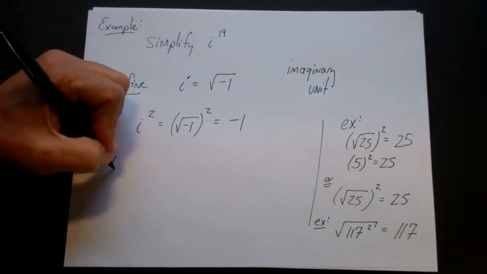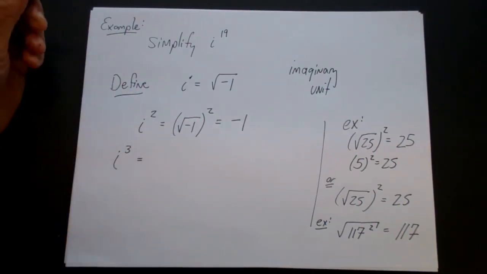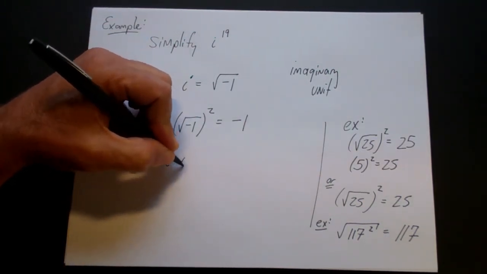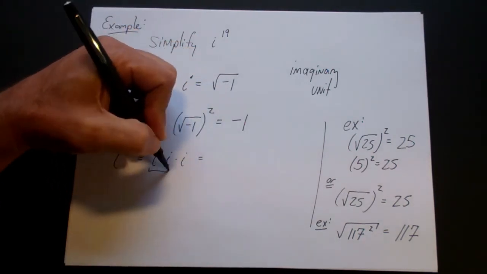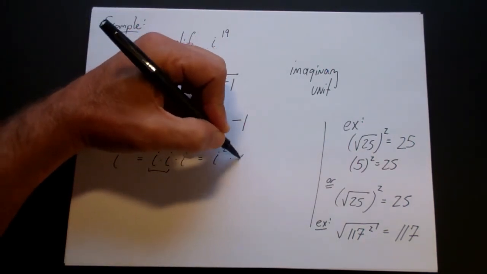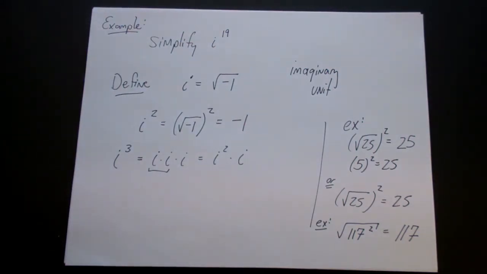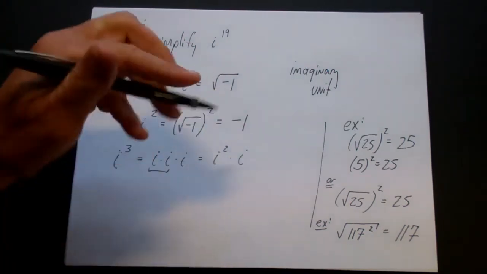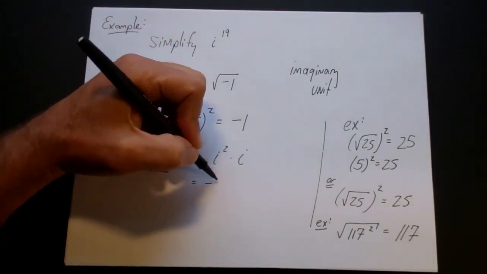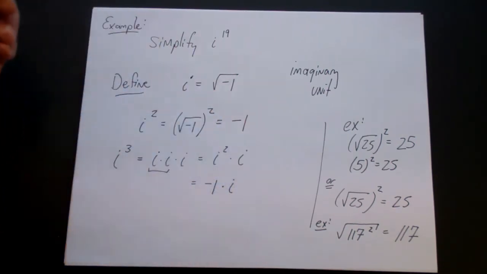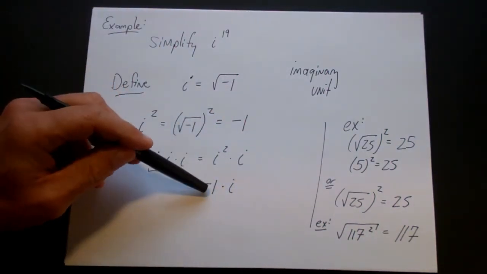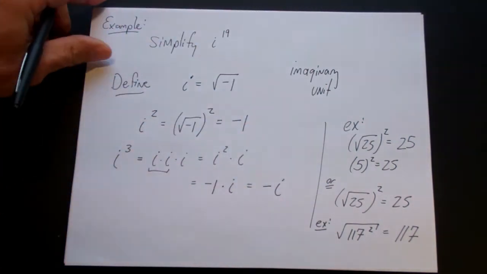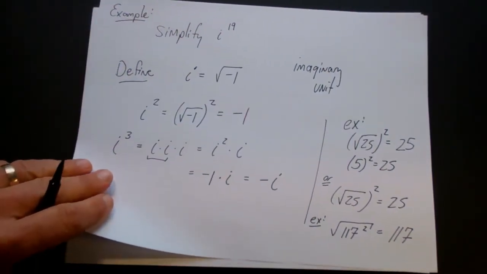Let's do another one. Let's look at I to the third. I to the third means I times I times I. Or, if you want to think about it a different way, I squared times I. Now, we just figured out that I squared is minus 1. So this will equal minus 1 times I, and that's simply negative I.